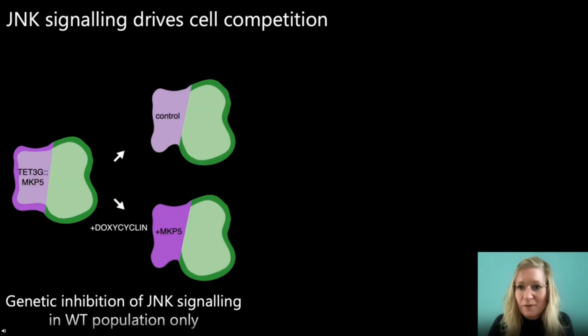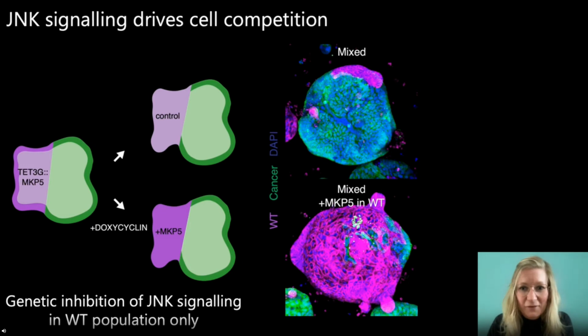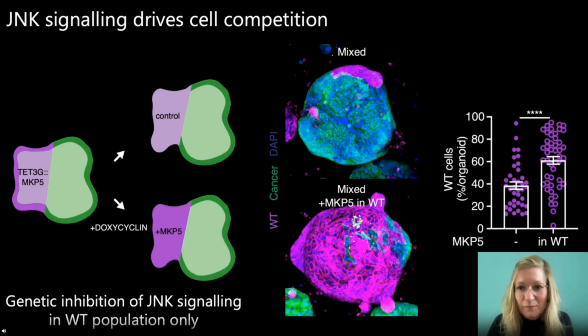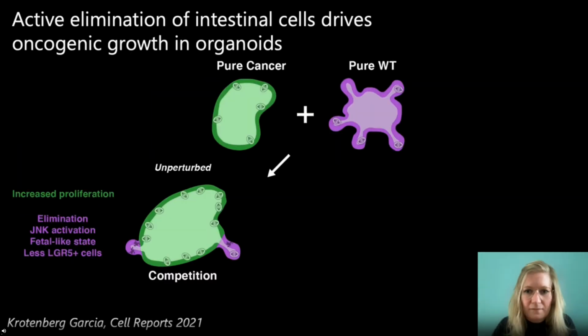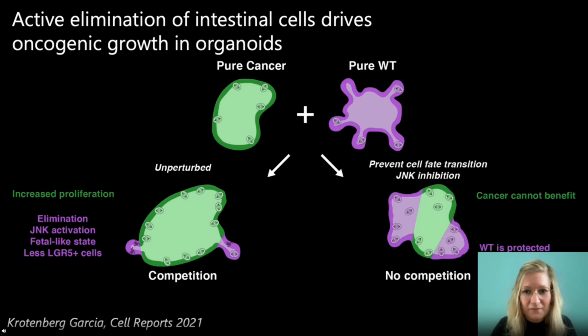However, when we next inhibited JNK activation solely in the wild-type population, we saw a major striking effect because this prevented the elimination of the wild-type population, showing us that cell competition activates JNK in wild-type cells and that this is required for their elimination. In summary, what I've shown today is that wild-type intestine cells are actively eliminated by cancer cells, and this results in induction of a fetal-like state which is driven by JNK signaling in the wild-type population.